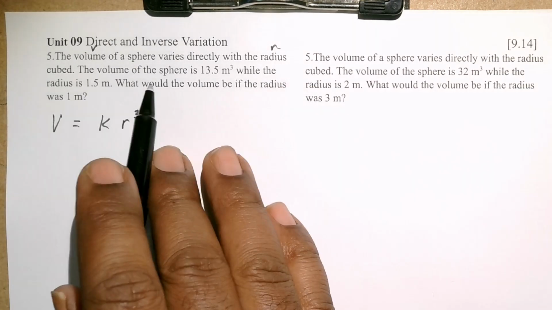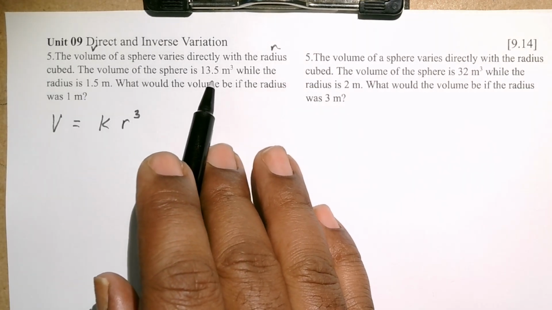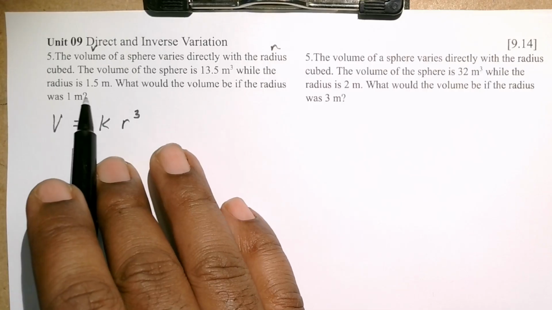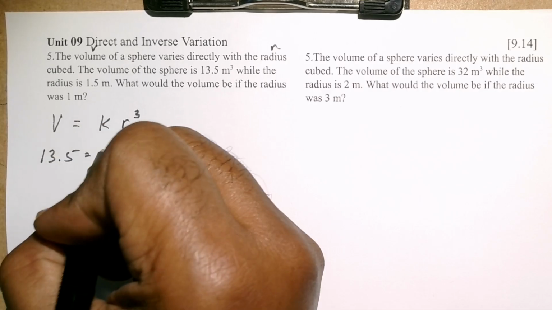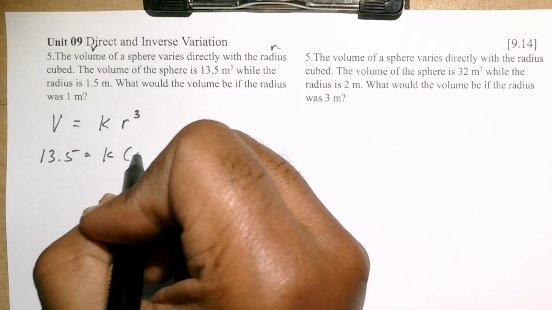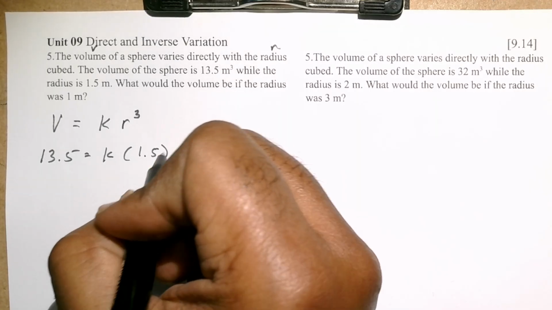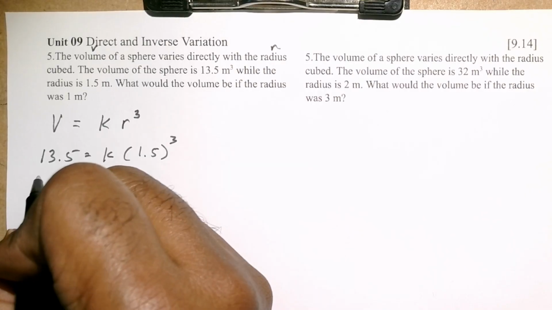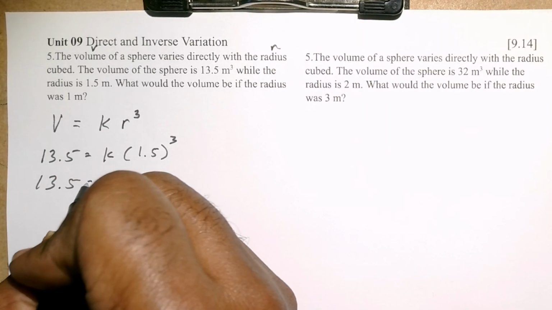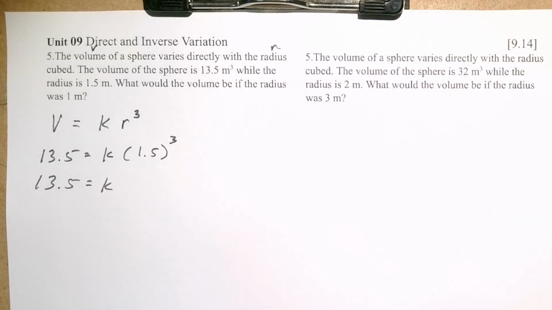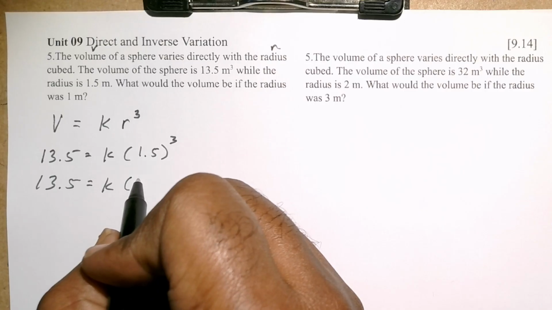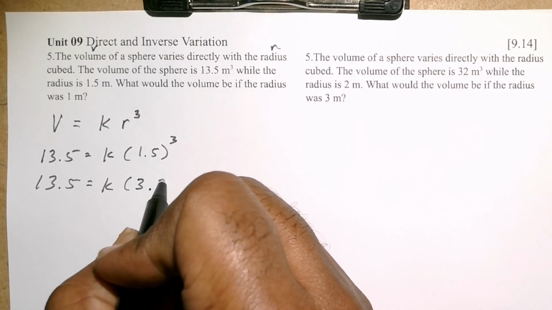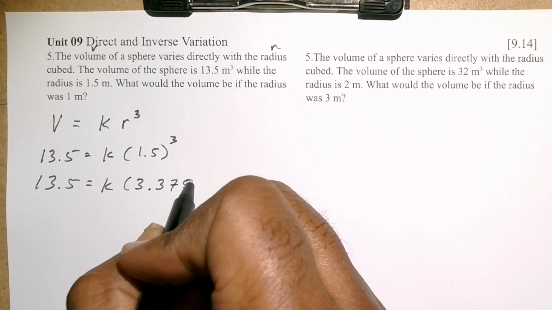Now, the volume of the sphere is 13.5, while the radius is 1.5. So we're going to put 13.5 here, the constant, and for R, we're going to put 1.5 to the third power. Now, 1.5 to the third power, let's see, I calculate that to be 3.375.